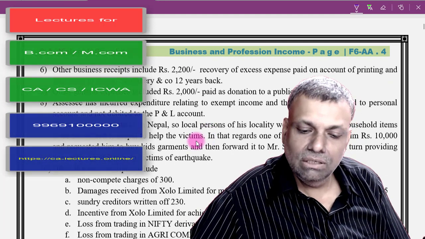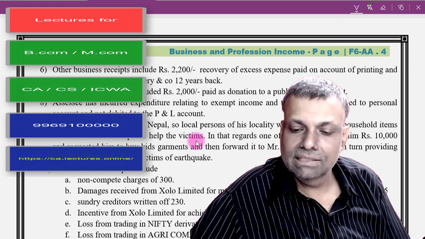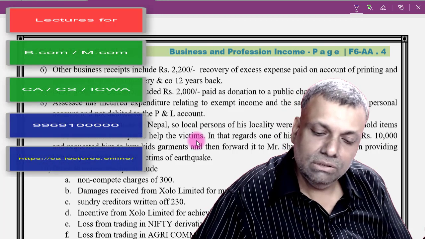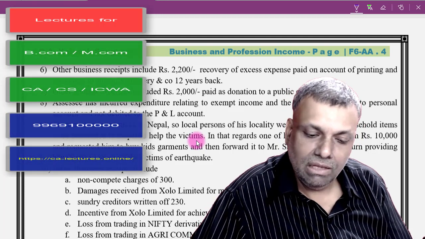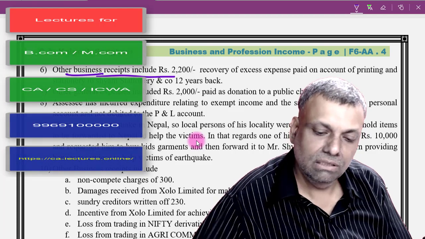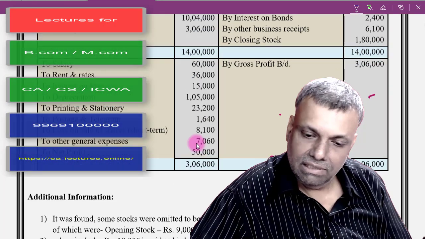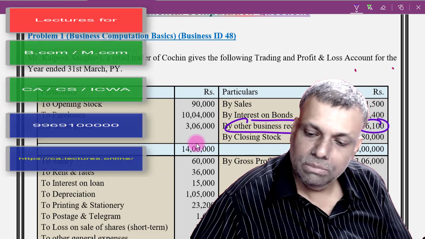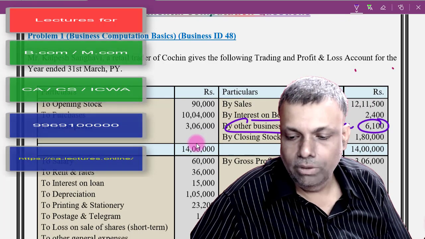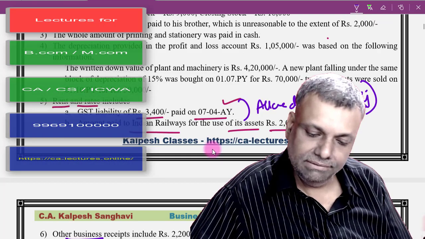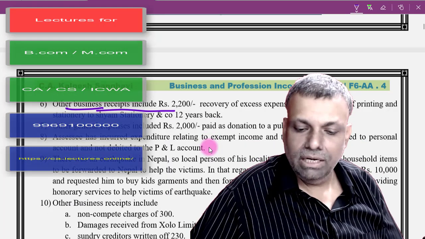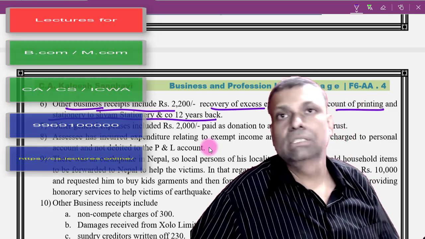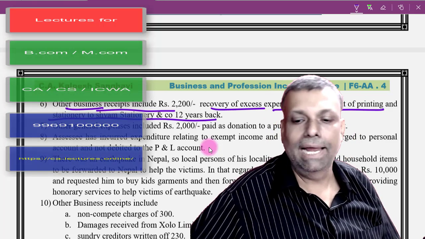Other business receipts include 2,200 recovery of excess expense paid on account of printing and stationery to Sham Stationers some 12 years back. Now, other business receipts. Where are those other business receipts? They are including some 2,200 rupees, recovery of excess expenditure paid on account of printing and stationery some 12 years back.